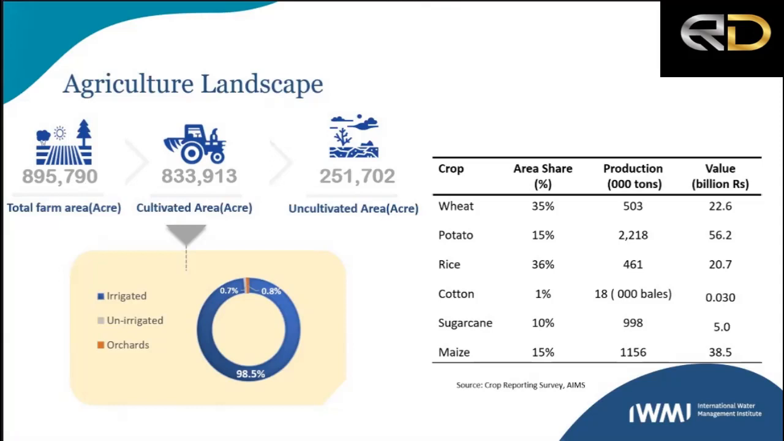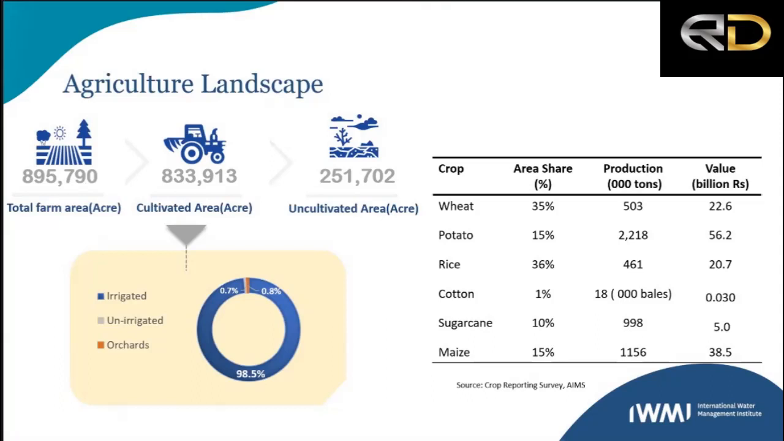the pattern of cropping is 35% wheat, 35% or so rice. Potatoes are 15%, sugarcane is 10%, and maize is 15%. Together, these basically add up to almost all of the cropped area in the district. And so a very big concentration in wheat, potatoes, maize, and rice.